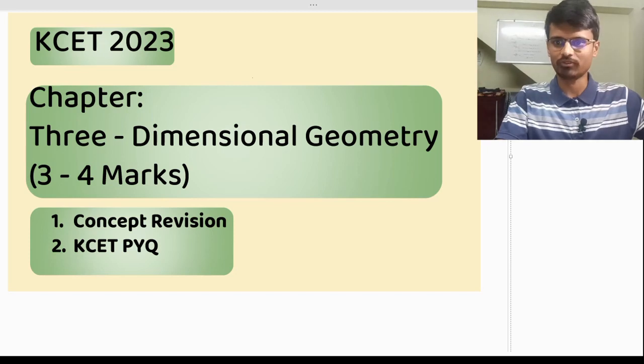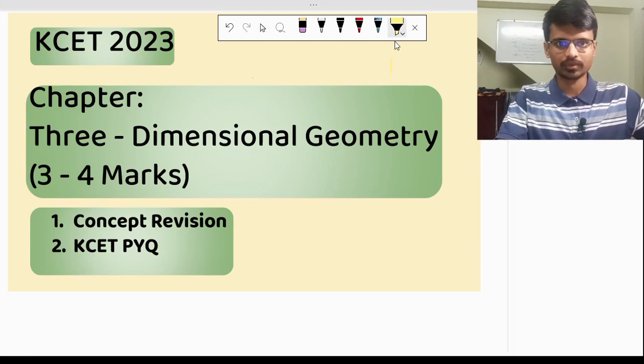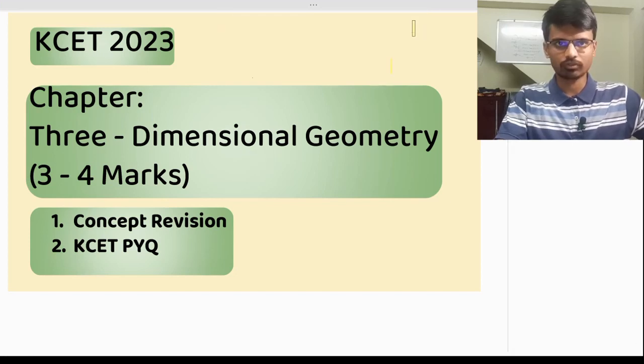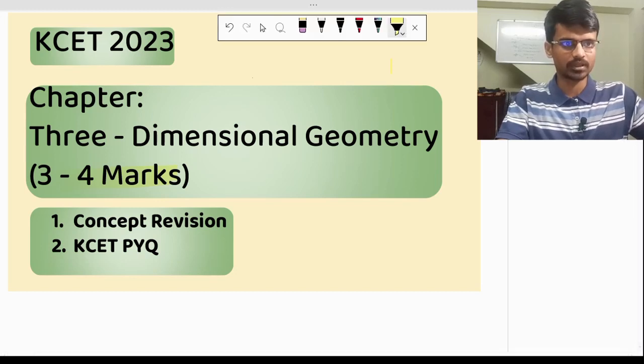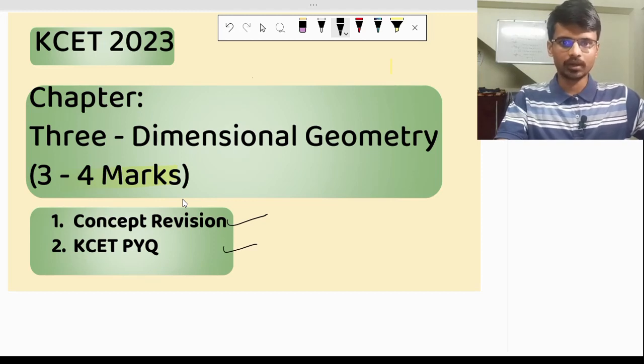Today I have got this chapter, three-dimensional geometry. From this chapter you can expect around 3 to 4 marks in your KCET exam. I have divided today's video into two parts. In the first part, I want to revise the basic concepts, some important concepts that are useful, and in the second part we will be solving previous year questions. I'll be discussing some techniques through which you will be able to solve the questions in a faster way. So let's start today's session.